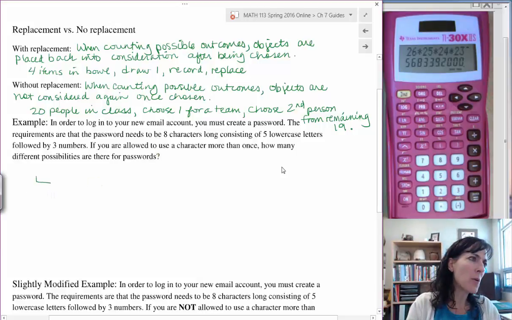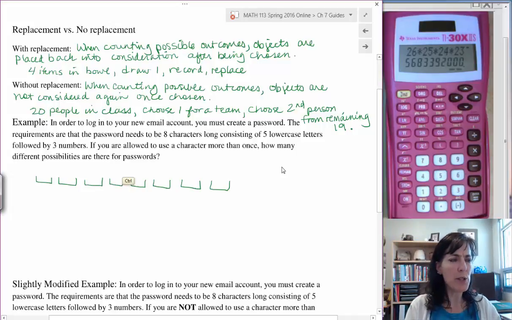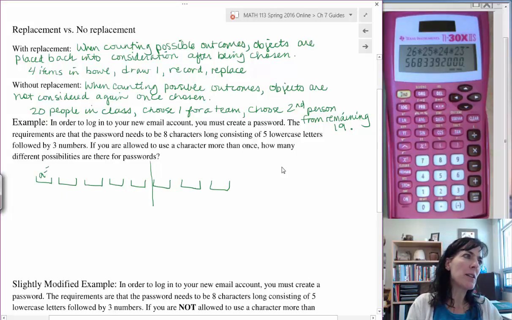So we can think about each of those characters. And then let's think about the first 5: 1, 2, 3, 4, 5 are supposed to be letters, and the last 3 are supposed to be numbers. So for the letters, we could have A to Z. For any one, we have those same letters available, because it does say that we can do repeats.